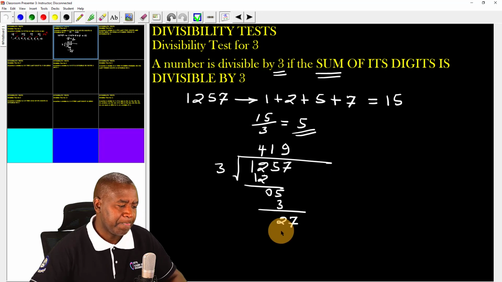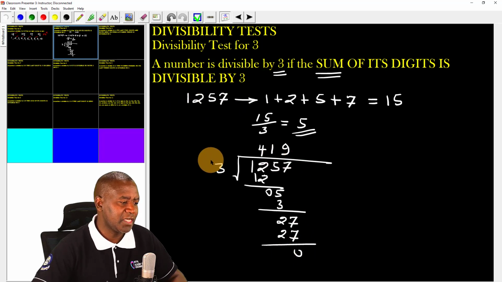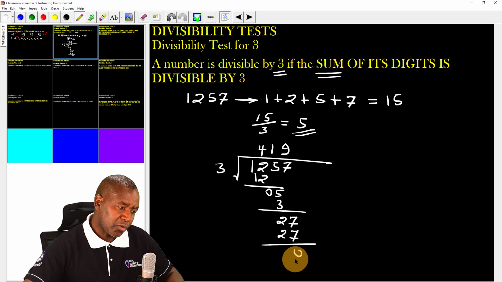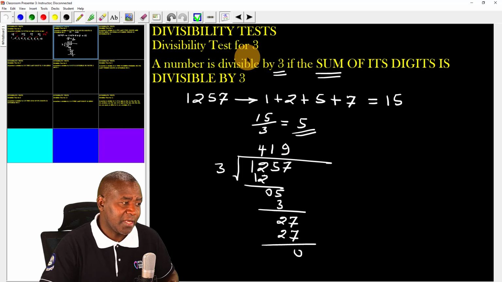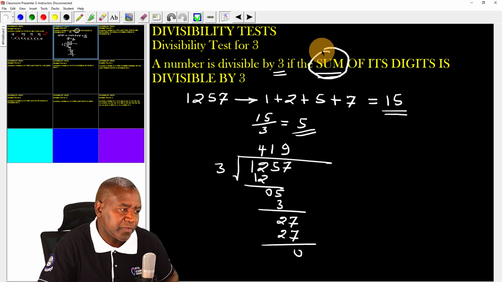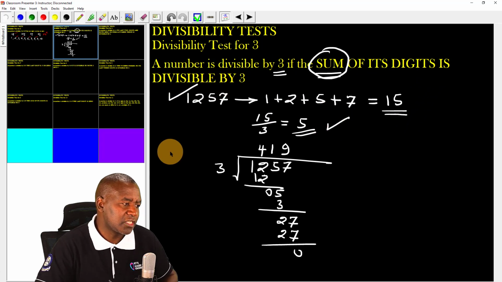And you can see this number, 1257, is divisible by 3. But do we have to carry out the long division like this in order to know that the number is divisible by 3? No, we've got a shortcut here. We just need to add up the digits. Whatever I get is referred to as the sum. Is that sum divisible by 3? If it is divisible by 3, then it tells us that this number is also divisible by 3.